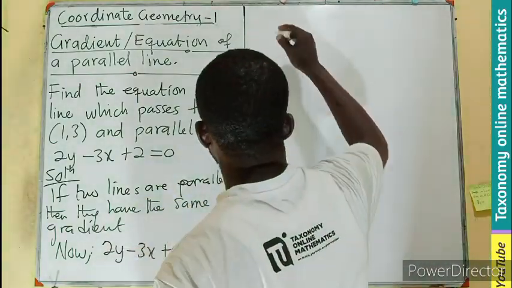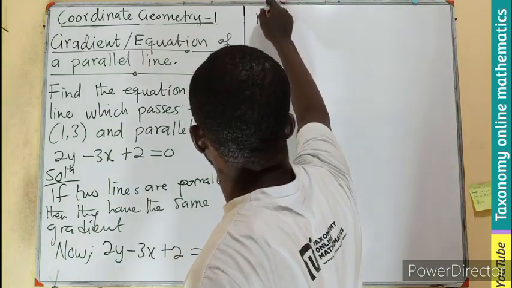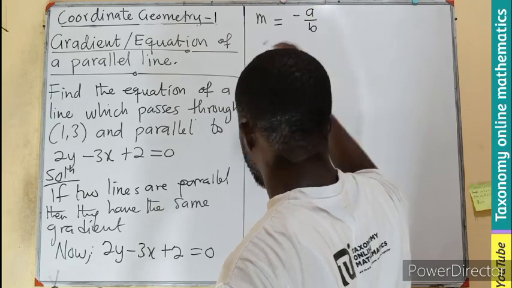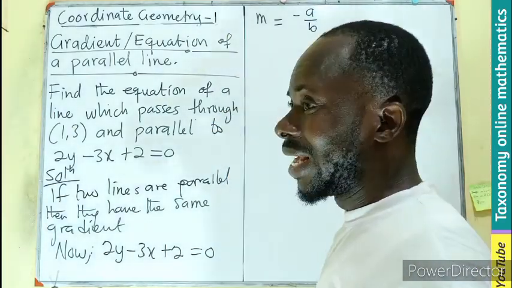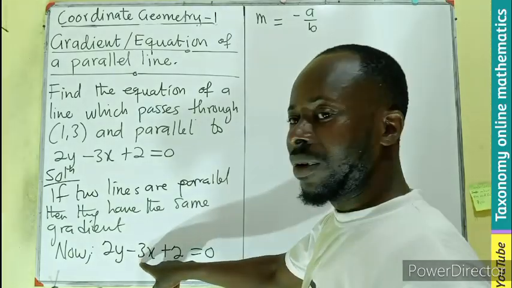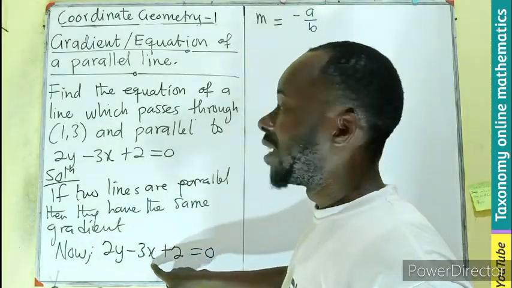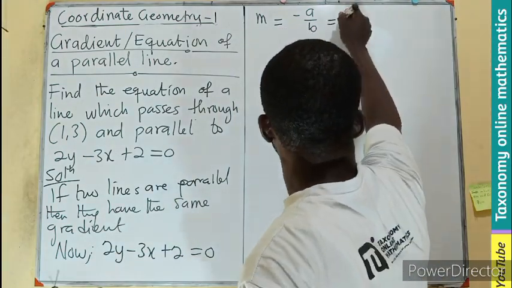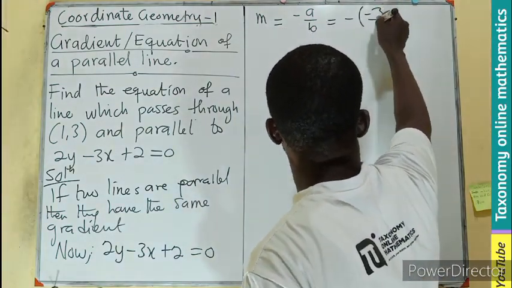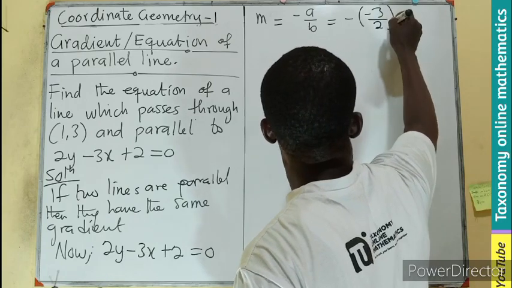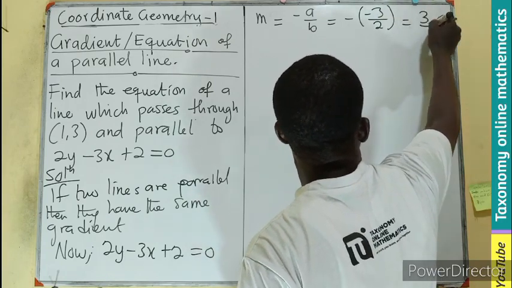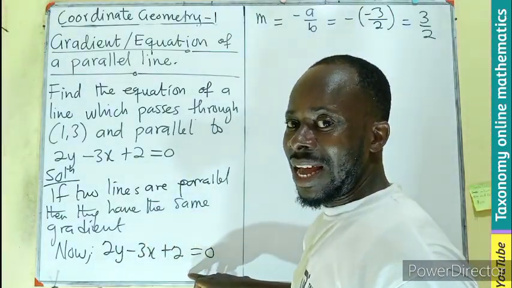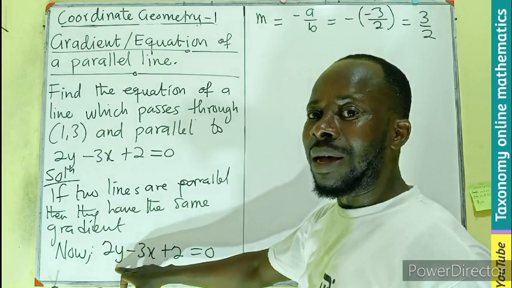So here, if you want to find the slope, it's just going to be negative a over b. And what is a? The a is the coefficient of x. Then b is the coefficient of y. So I'll be having negative negative 3 over 2, and that will give us 3 over 2. If you don't want to use this, you can also rewrite this in the slope-intercept form, making y the subject.